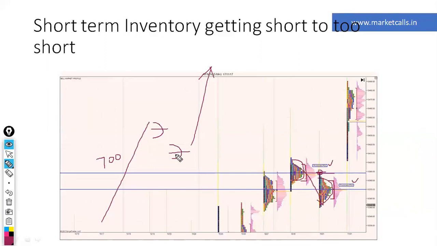In a very short time frame, the sell-off happens, but then it doesn't continue. Again, the ramp-up happens. Again, the inventory pile-up happens.